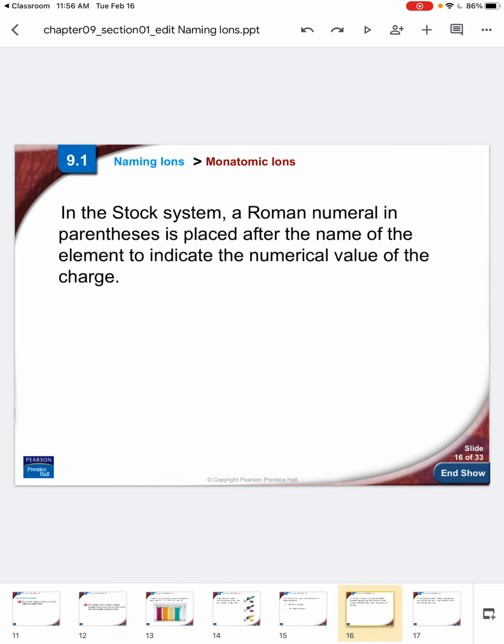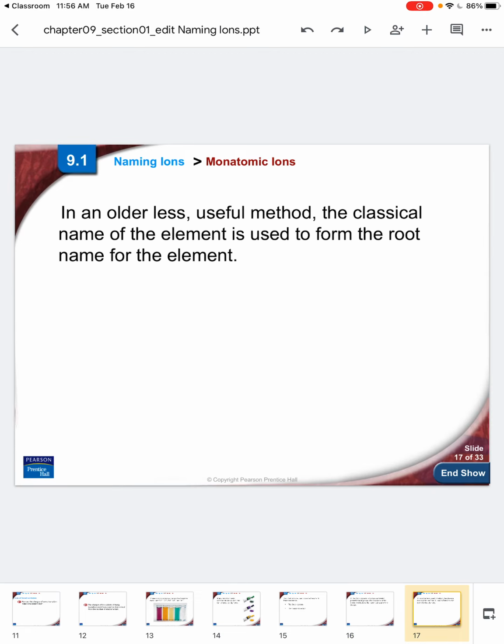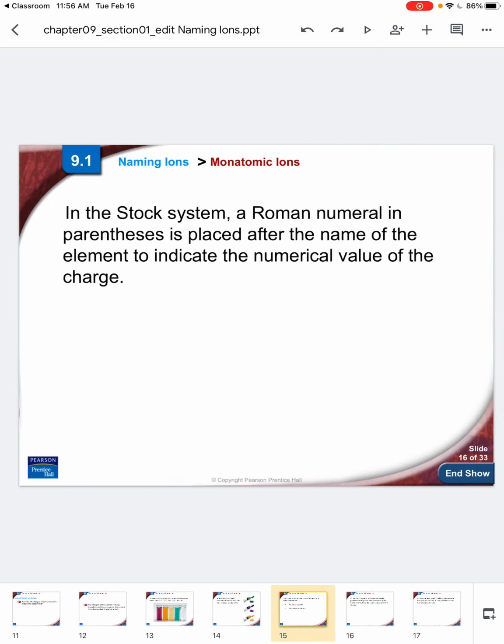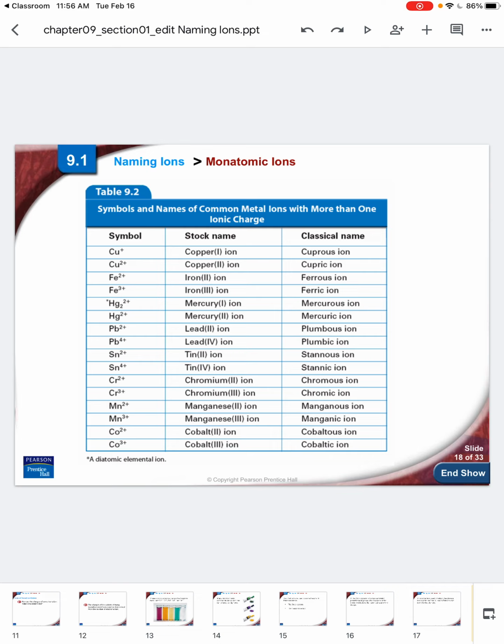It's called the Stock system, and you use a Roman numeral to designate the charge. It's placed in parentheses after the name of the metal, between the name of the metal and the word ion, and the Roman numeral corresponds to the charge on that particular atom, on that particular transition metal. So I'm bouncing around here only because I want you to know about the Stock system, and here's an example of it in the middle column. Copper(I). Hey, you tell me it's copper(I) chloride.